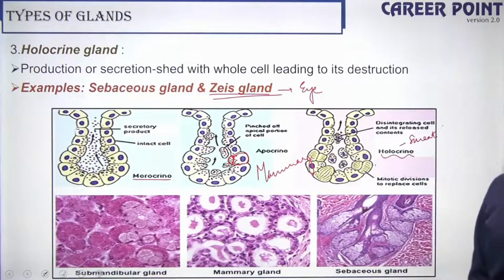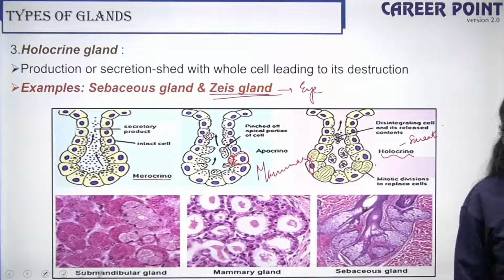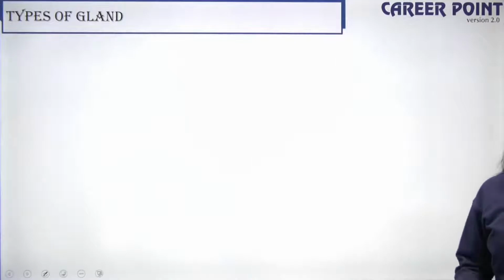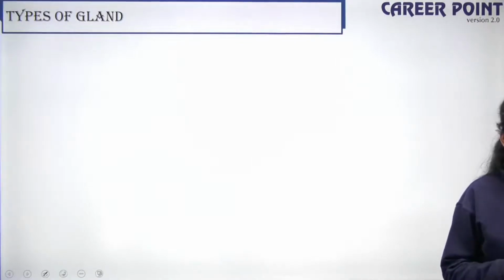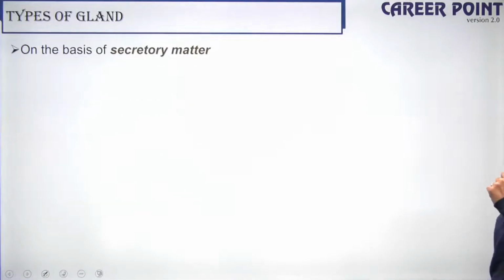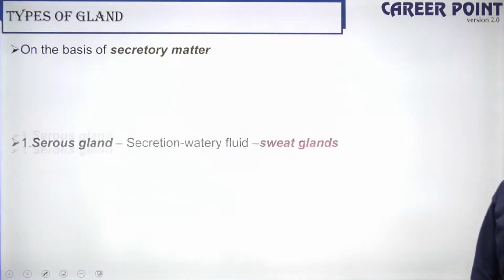Alright, till this it's clear. So you understood the different types of glands. The first was based on the presence or absence of duct. The second was based on the nature of secretion. The third one is on the basis of secretory matter.